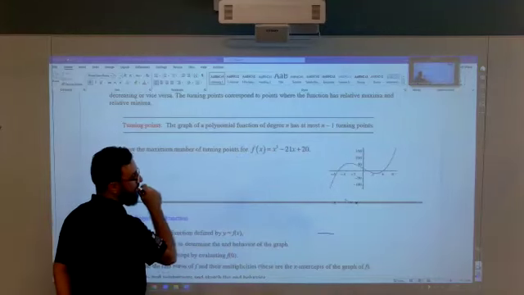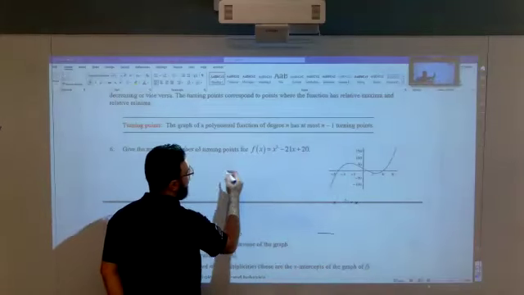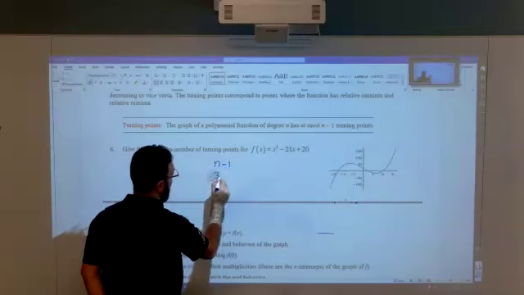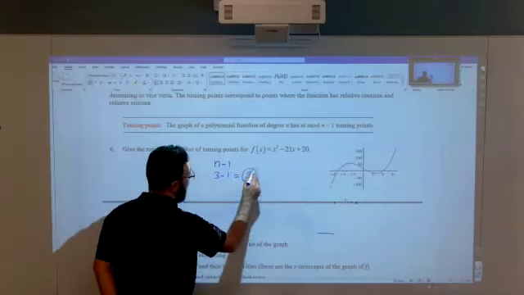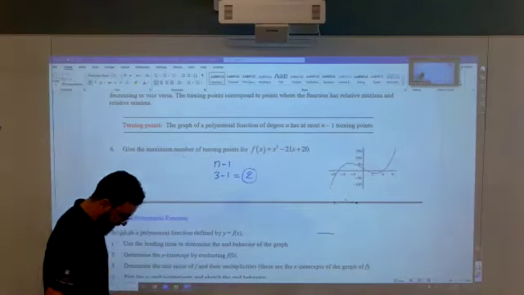How are we going to find that? Because we need to graph this one. So I say, okay, what's the degree here? n minus 1. So the degree here is 3, minus 1 is going to be 2. That means 2 turning points on the graph. Is that okay?